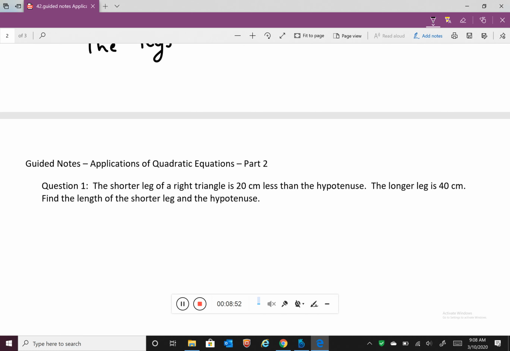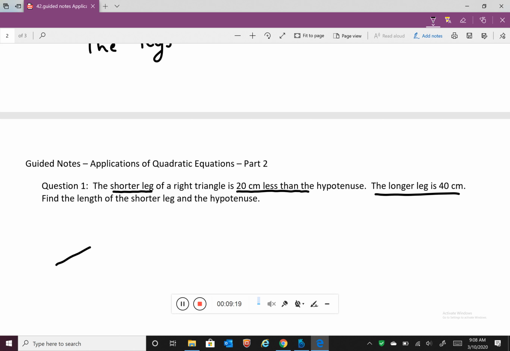Question 1. The shorter leg of a right triangle is 20 centimeters less than the hypotenuse. And the longer leg is given as 40 centimeters. So I'm going to help you get this set up, and then you are going to find the length of the shorter leg and the hypotenuse.